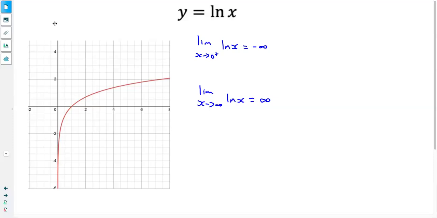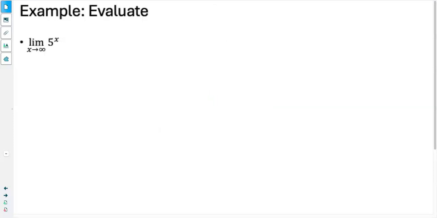Now, understanding these patterns can help solve some simple questions. So for example, evaluate our limit of 5 to the power of x as x goes to infinity. We know that essentially simplifies to 5 to infinity, which would be infinite.